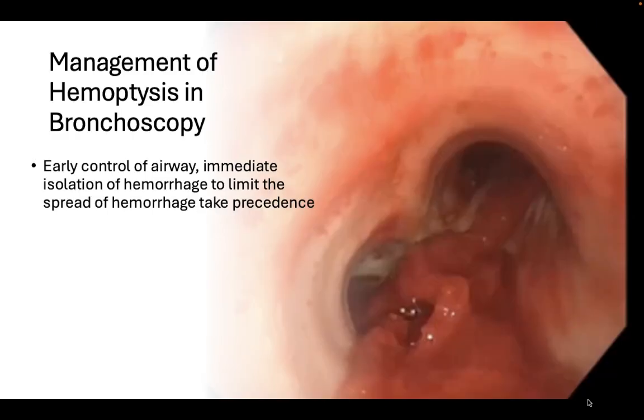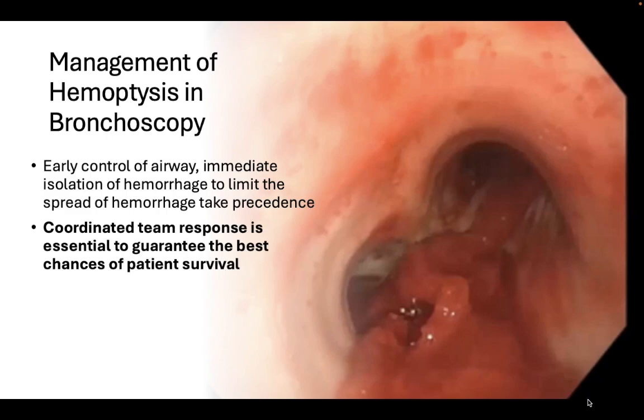The management of hemoptysis in bronchoscopy focuses around the early control of the airway, immediate isolation of the hemorrhage, and limiting the spread of the hemorrhage. A coordinated team response is essential to guarantee the best chances of patient survival.